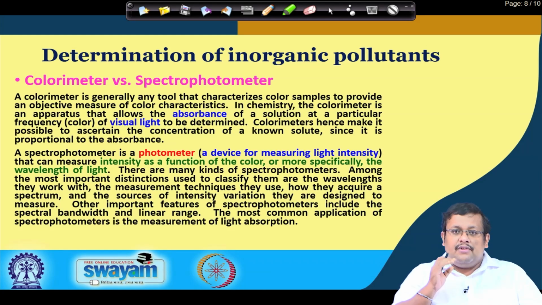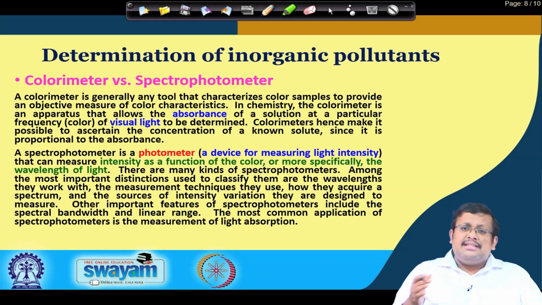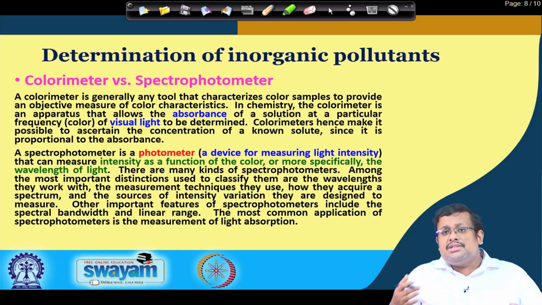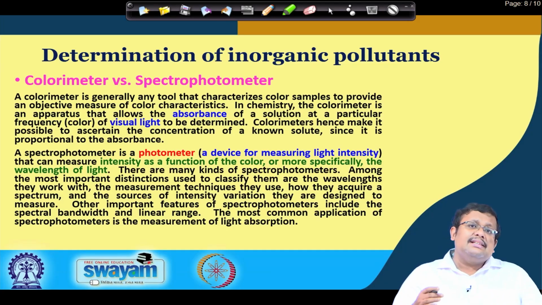Beer's and Lambert's law, I want to discuss what is the difference between a colorimeter and spectrophotometer. You will see that these two terms are very much used alternatively by the soil scientists while they discuss about the inorganic phosphorus measurement. However, there are some differences.